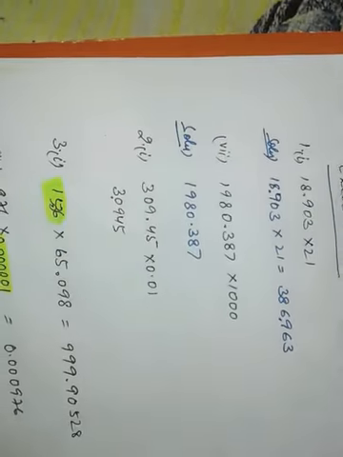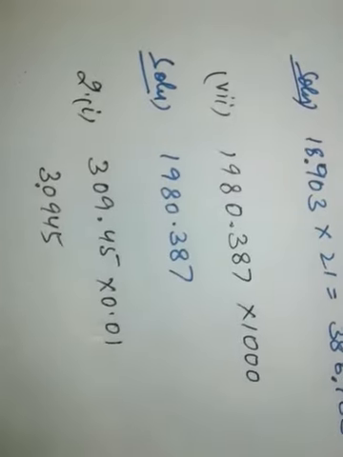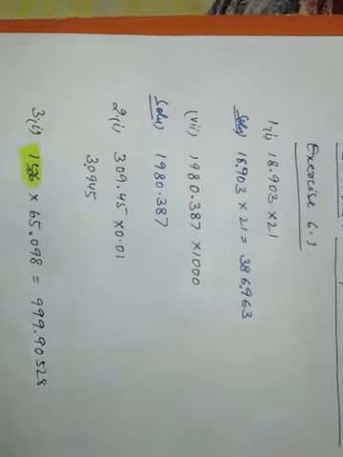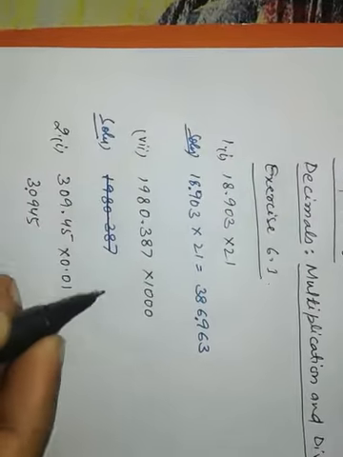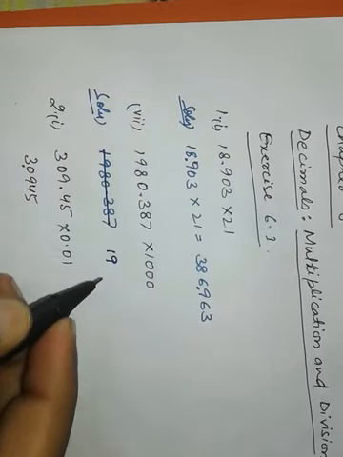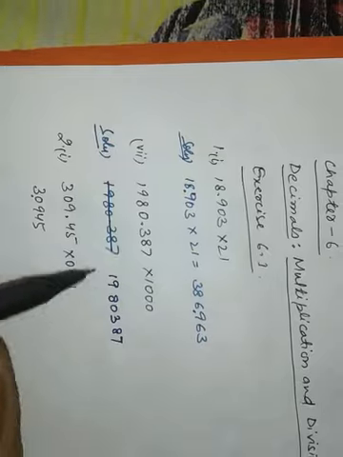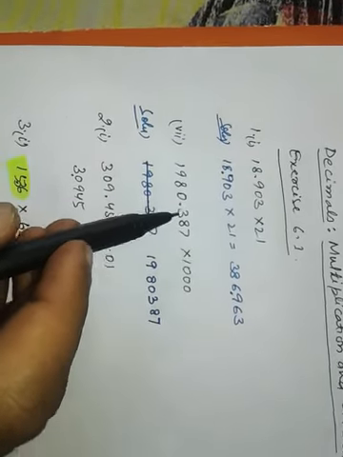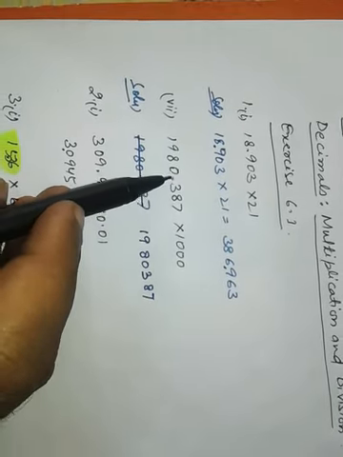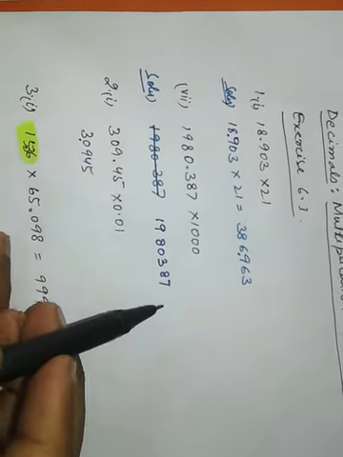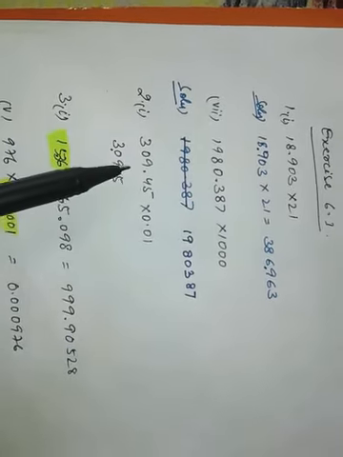sorry, it is not the correct answer. This answer is not correct. 1980387. Why? Because this decimal moves 3 places: 1, 2, 3. It goes here. So there is no number, that's why we leave it. Now you can look here.